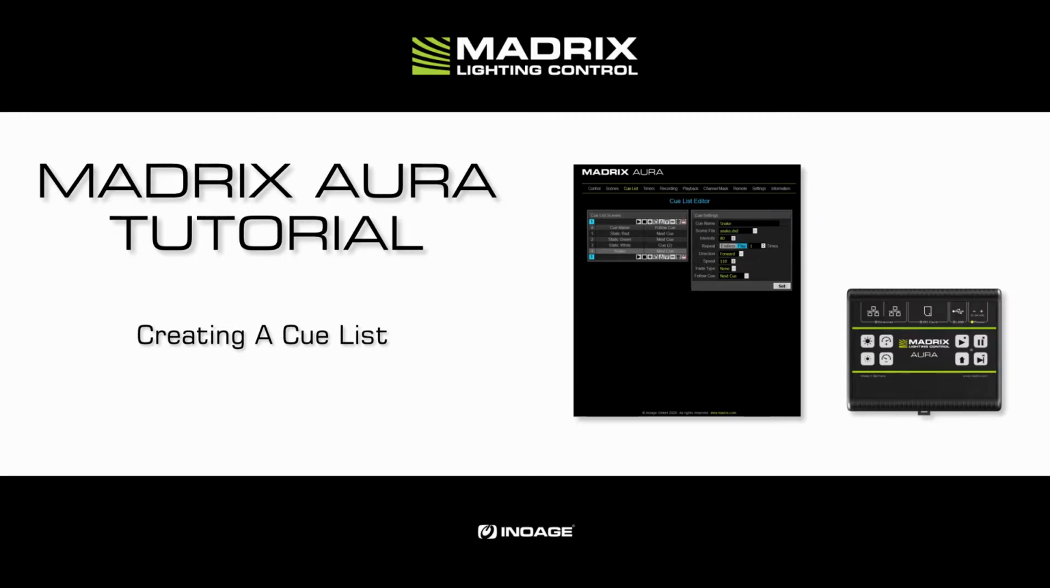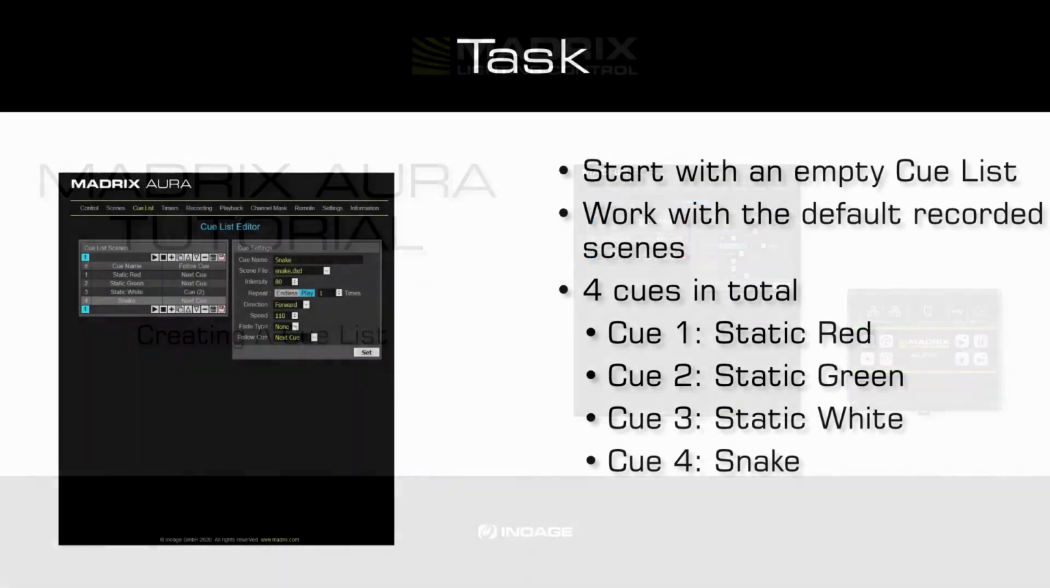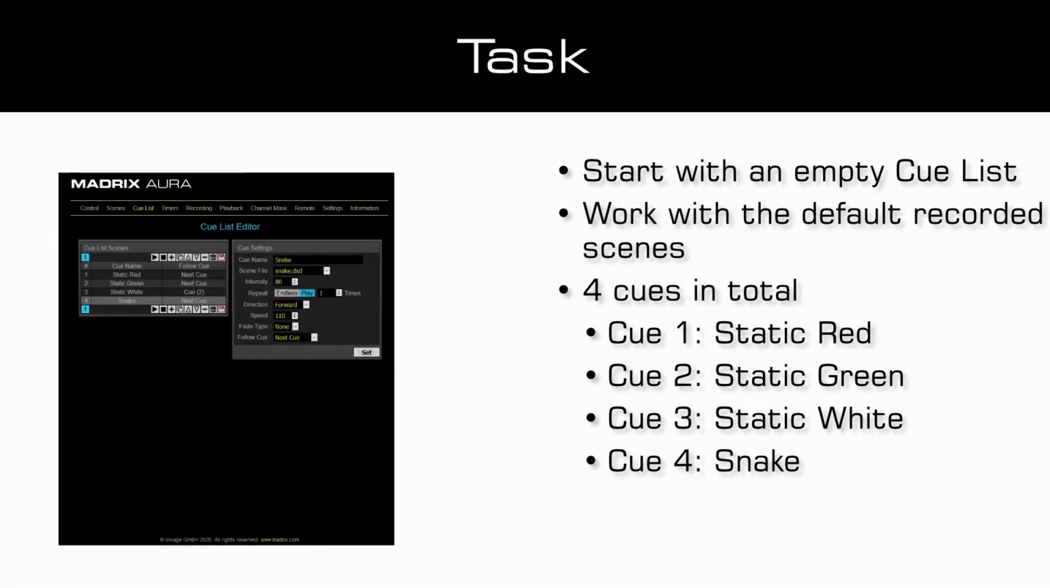To create an empty queue list, please click the trash bin button on the top or bottom of the queue list scenes area. As task, we have to add 4 queues to the queue list. Q1 should playback 2 times the already recorded red color scene. The fade in time should be 3 seconds and the fade type white fade.